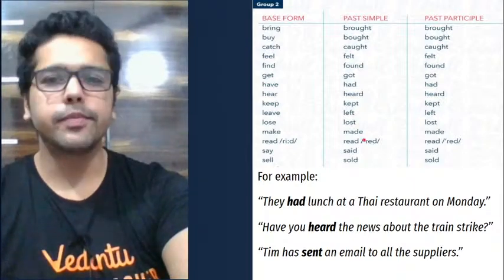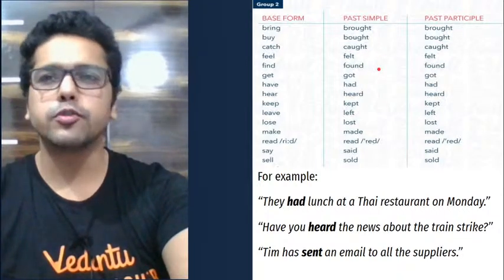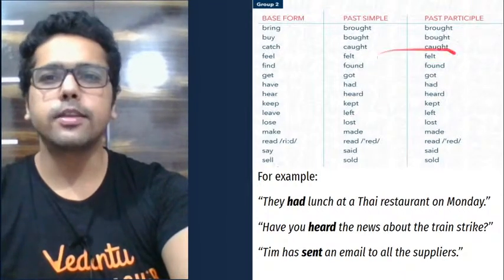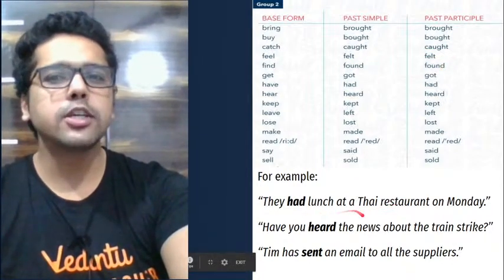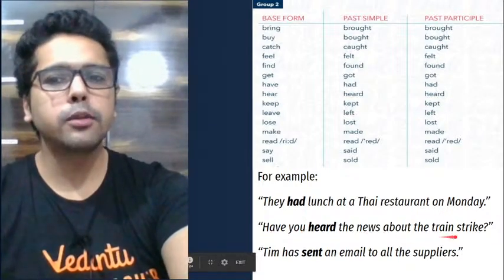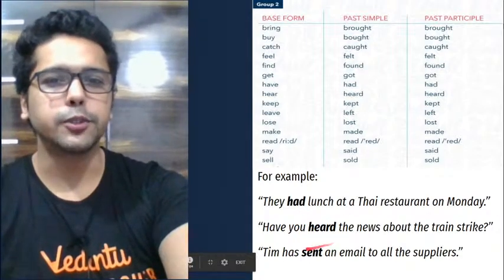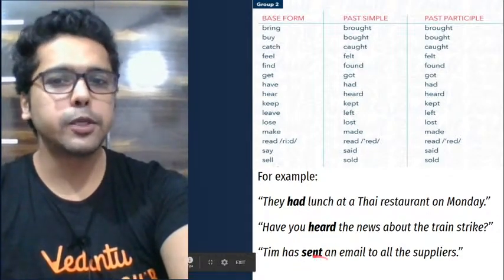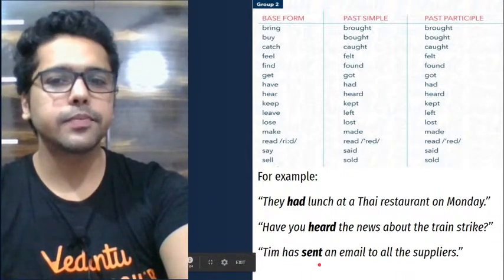So this is the second group where the V2 form, that is the simple past tense form, and the V3 form remain the same. These both forms are the same. For example, they had lunch at a Thai restaurant on Monday. Have you heard the news about the train strike? So had is V2, and heard is also V2. Tim has sent, so we are using this as V3 now, past participle. Tim has sent an email to all the suppliers. Basically, V2 and V3 remain the same.